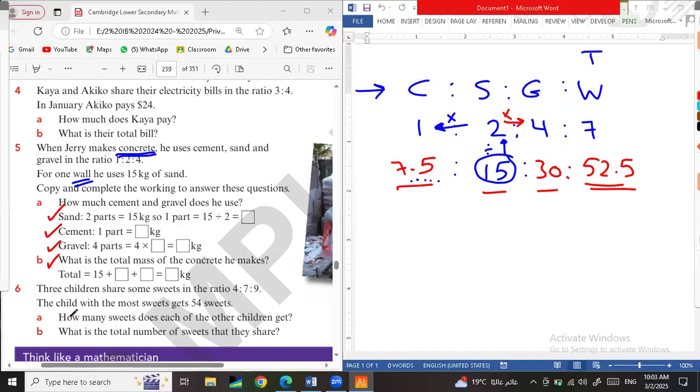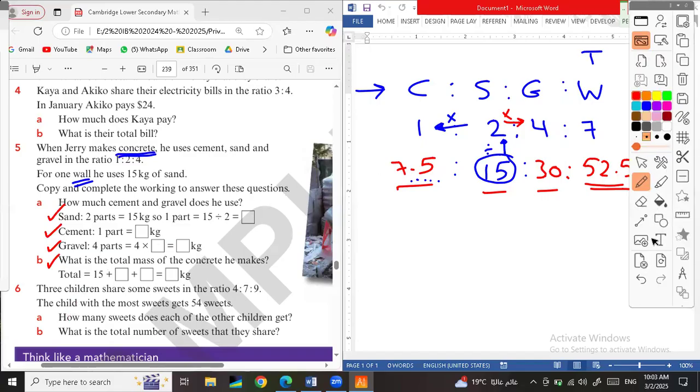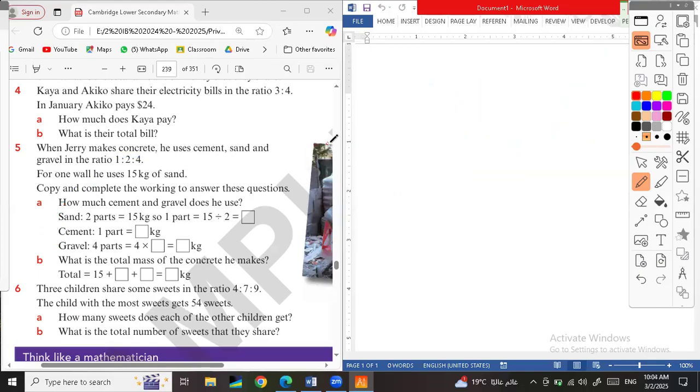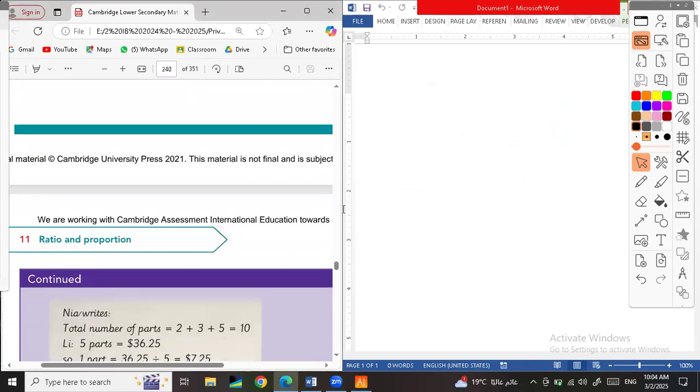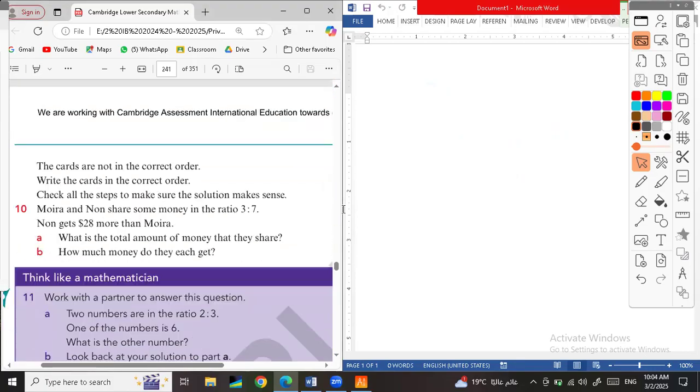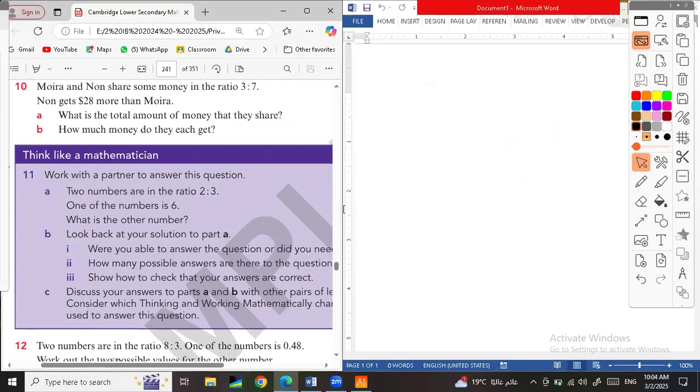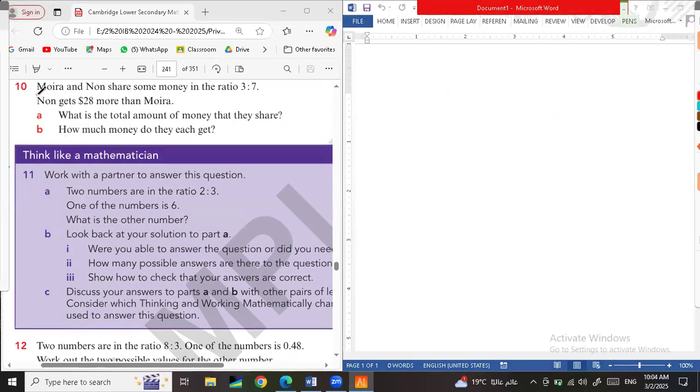All right. The next question, the third question, is question number 10. Let me just erase this all first. And we move to question number 10. Here you go. Question number 10 says Moira, or whatever the name is. Sometimes Cambridge uses very weird names. So we're just going to refer to it as M, and Non, which is N. They share some money in the ratio of 3 to 7.